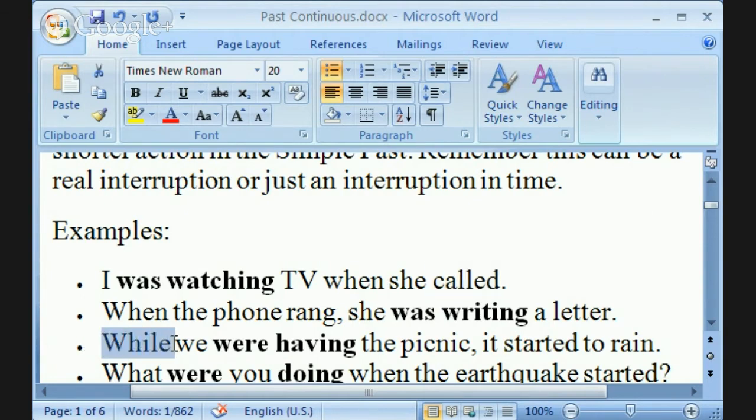In our third example, while we were having the picnic, it started to rain. Notice here, when we use while to introduce a subordinate clause with the duration past continuous verb, then simple past is in the other independent clause. All right, this is very important to note. Using when and while with this particular use of past continuous is, of course, extremely common.